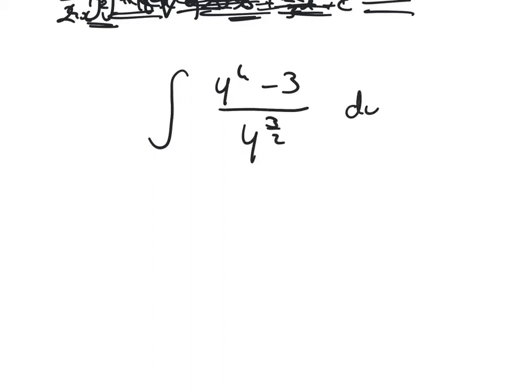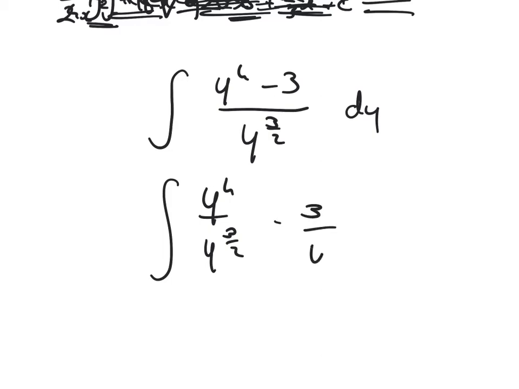Okay, let's try another, which will be y to the 4 minus 3 over y to the 3 over 2. Okay, again, so split it up. Y to the 4 over y to the 3 over 2 minus 3 over y to the 3 over 2.